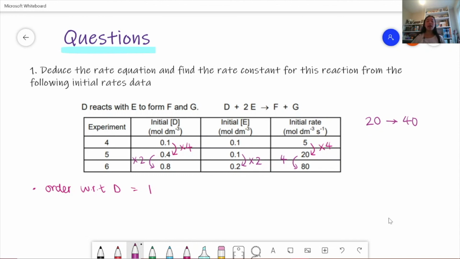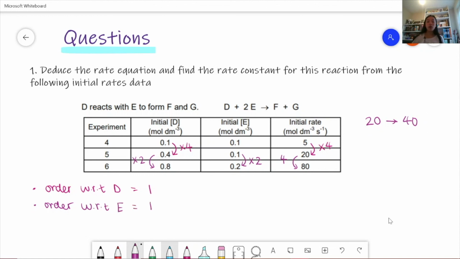But it's multiplied by 2 as well. And we can see that the concentration of E has also multiplied by 2. And therefore, the order with respect to E is also equal to 1, because doubling the concentration of E has also doubled the initial rate from 40. So we have that the order with respect to E is equal to 1.